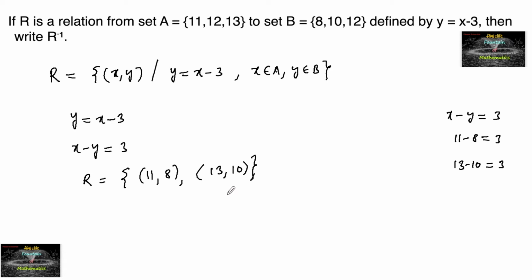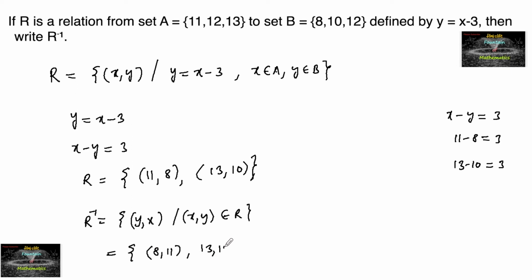Then R inverse is equal to {(x, y)}, so we can write (y, x) such that (x, y) belongs to R. So we'll have (8, 11) and (10, 13). So (8, 11) and (10, 13) will give the relation R inverse. Okay, thank you.